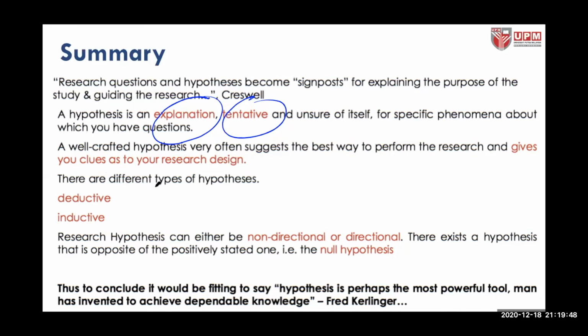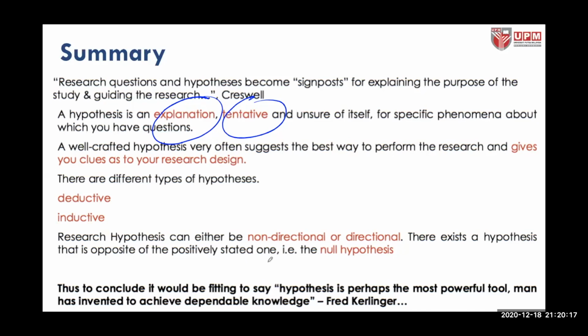So there are different types of hypotheses. We have the deductive type and the inductive type, depending on how you come up with the hypothesis statement. A research hypothesis can either be non-directional or directional. There also exists a hypothesis that is the opposite of the positively stated one, like the null hypothesis.